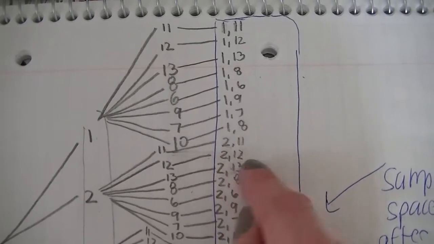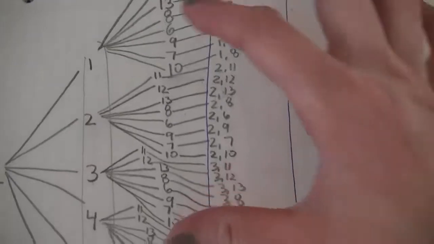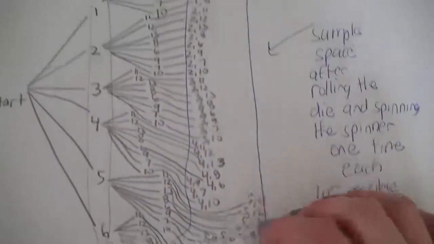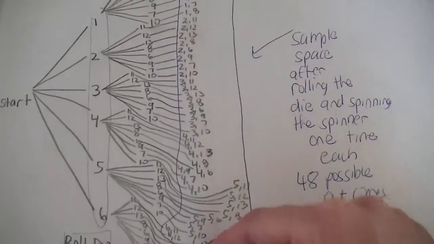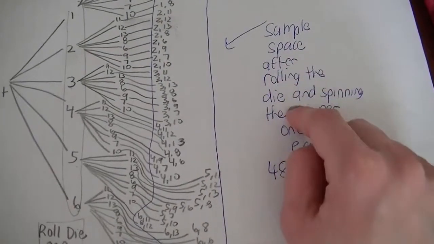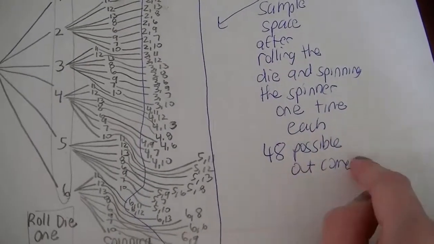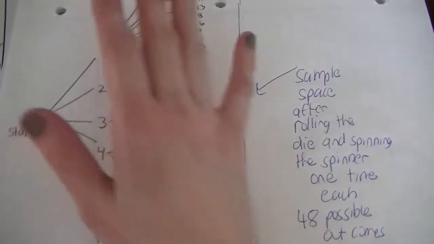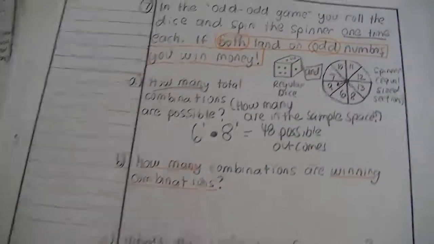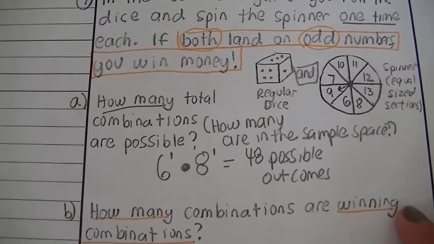So 2 to 11, 2 12, 2 13, 2 8, 2 6, 2 9, 2 7, 2 10, and so forth for each one of those possibilities. If you count all these up, you're going to end up with 48. Your sample space after rolling the die and spinning the spinner one time each is 48 possible outcomes. You can do it this way, or if you remember how to do it that way, you get the same exact answer.